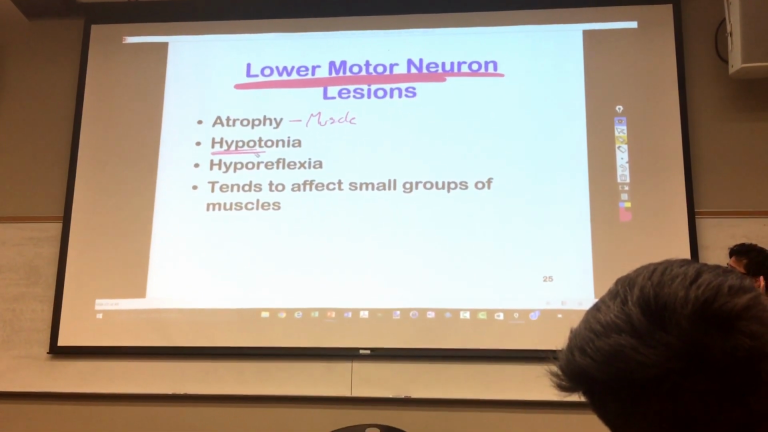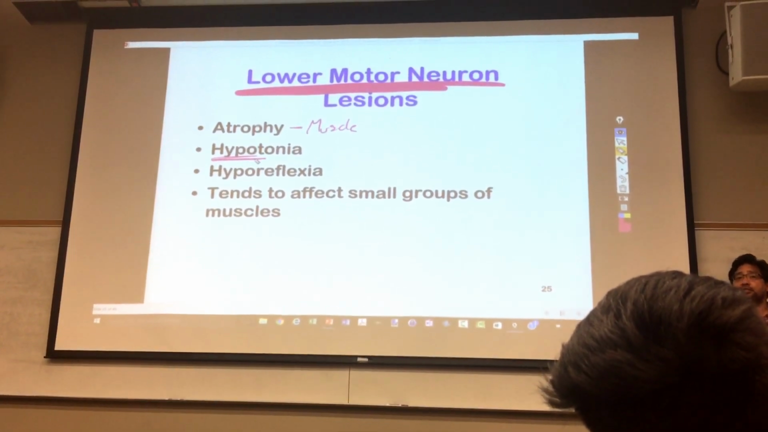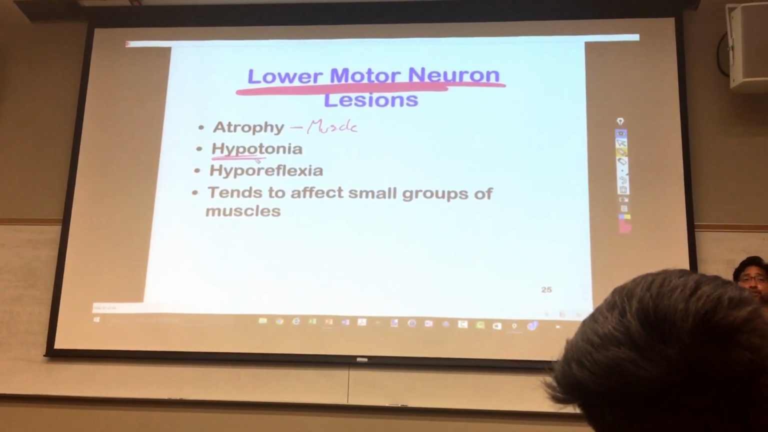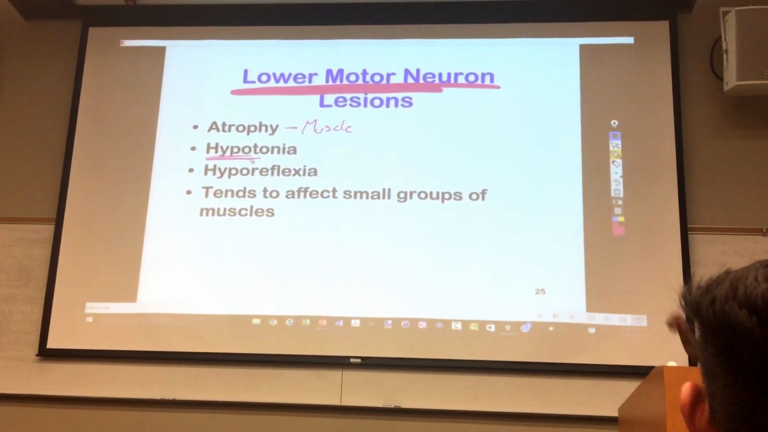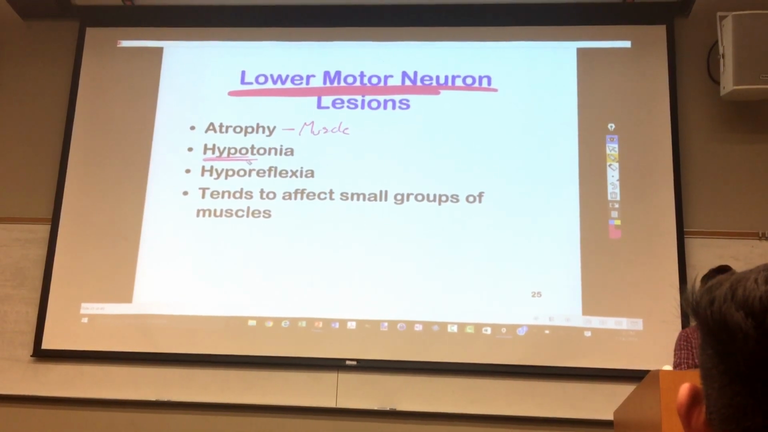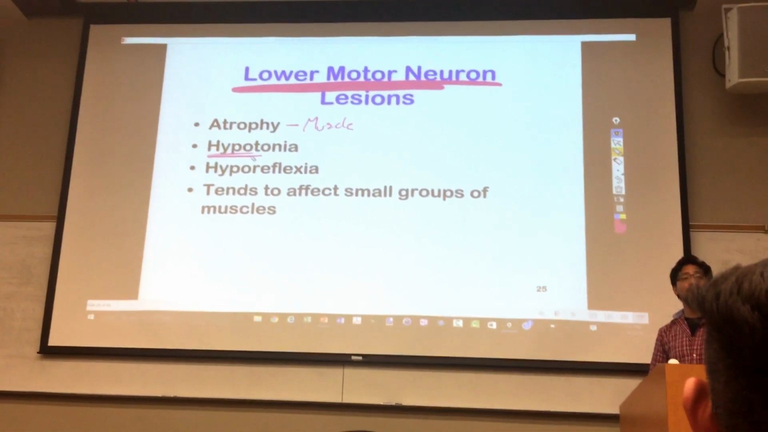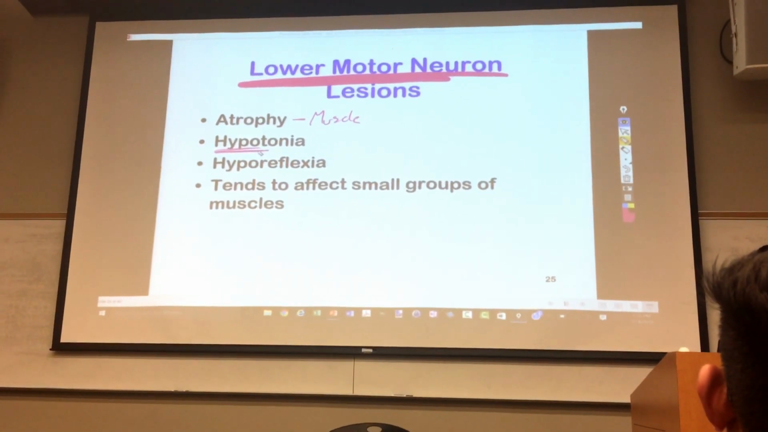What? You cannot send the signal to the muscle. Doesn't matter how bad you want to send the signal. If that neuron is damaged or gone, then you can't do it. So that's hyporeflexia. Now, here's the other thing. It actually tends to only affect very small groups of muscles, or maybe one single muscle, or maybe even one single part of a muscle.